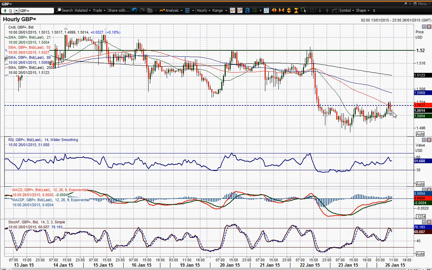But certainly, there's no real drive to push this cable chart higher. It is 25 pips up on the day, yes, but still, I don't think there's any major buying pressure coming through as of yet. So I'm still expecting a retest of these levels. 49.73 is the reaction low overnight, and below that 49.48.